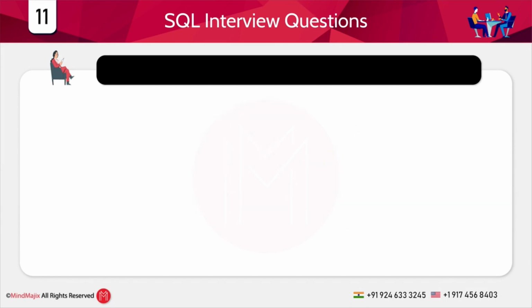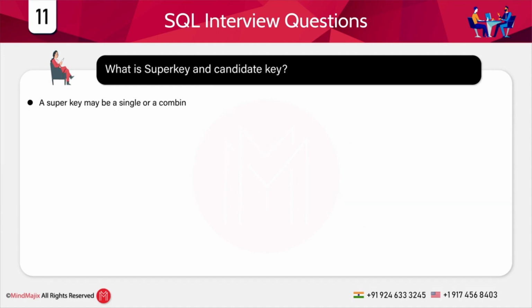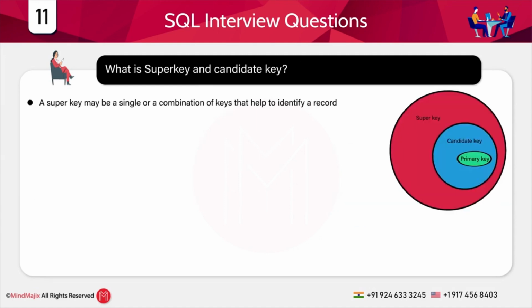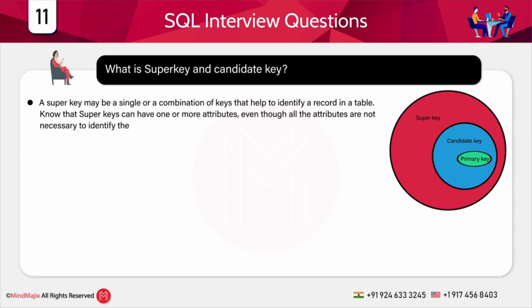The next question is, what do you mean by super key and candidate key? A super key may be a single or a combination of keys that helps to identify a record in the table. You must understand that super keys can have one or more attributes, even though all the attributes are not necessary to identify the records.